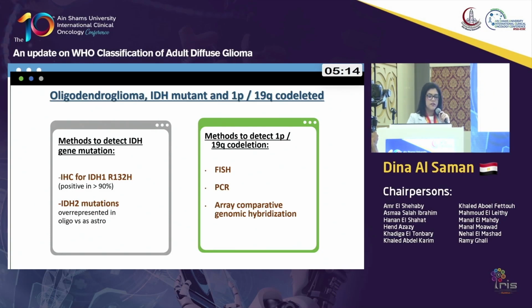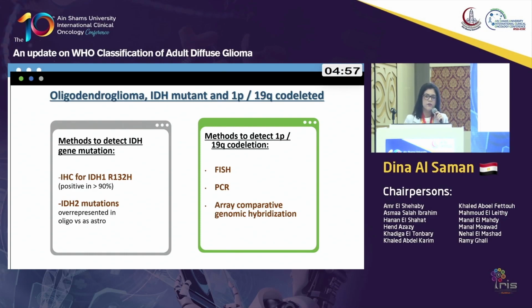Again, the IDH testing, I've just mentioned this, can be done by immunohistochemistry. This is the surrogate marker for the gene mutation. We can test the IDH1, which is mutant in more than 90% of the tumors, or the IDH2. What about the 1p19q co-deletion?